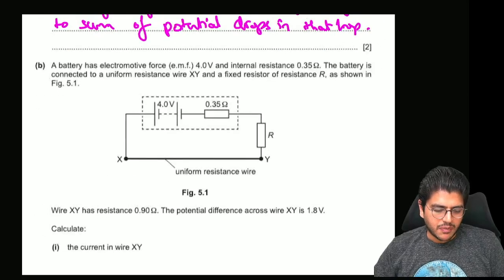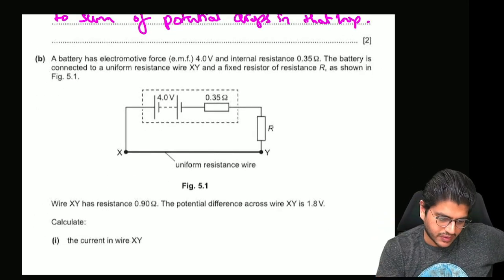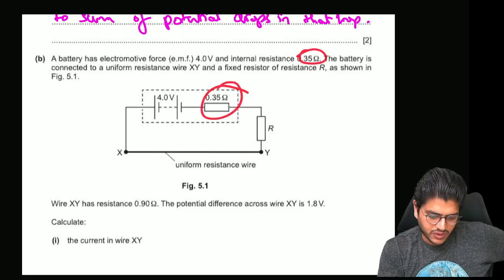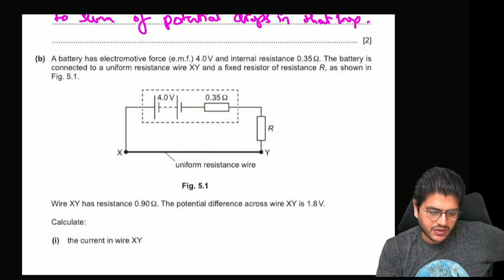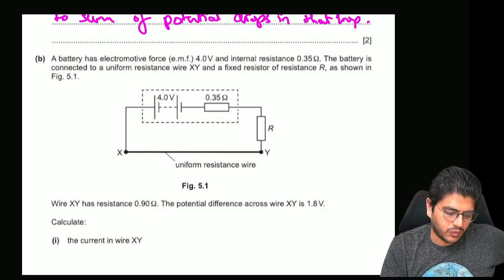Part B, a battery has an EMF of 4 volts, and now they've given you the concept of internal resistance, which is 0.35, which is over here. The battery is connected to a uniform resistance wire XY. Wire XY has a resistance of 0.9 ohms. The potential difference across the wire is 1.8. So they're telling you the voltage across the wire, and the resistance of the wire. Easy question number one. What is the current in the wire?